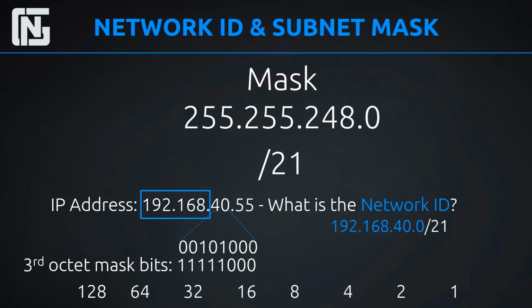That means that our network ID is 192.168.40.0, and we've written it here in CIDR notation by putting the /21 at the end. And we also know that our subnet mask is 255.255.248.0. And I've written all these here together because generally that's what I do. I write the network ID plus the CIDR notation plus the subnet mask.